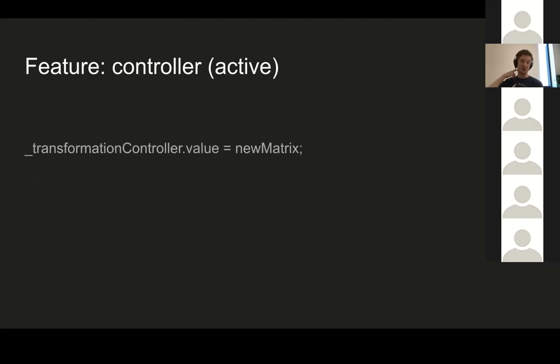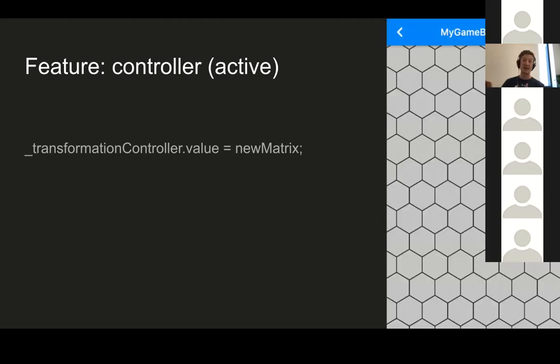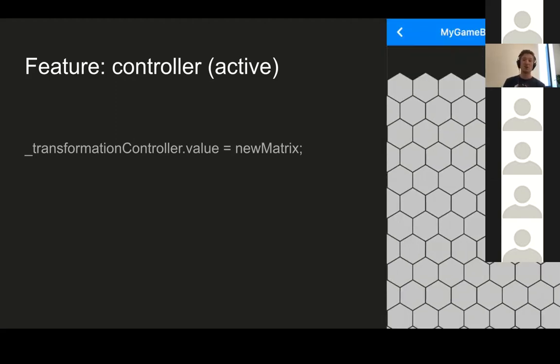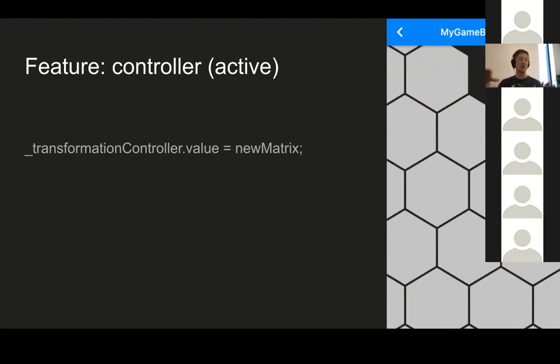But if you want to do something active, let's say you want to actually change programmatically what the transformation is, you can also do that through transformationController. So you can actually update transformationController.value at any time by assigning it to a new matrix. And that will immediately update the view that you're seeing in your app and translate immediately to whatever new position the new matrix represents. So as an example, here you can actually do an animation with that.